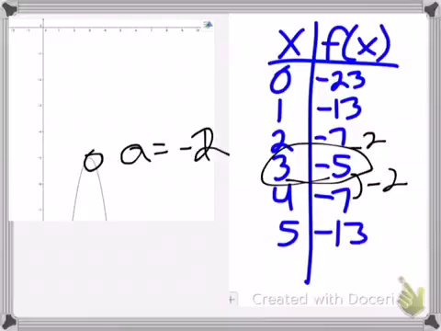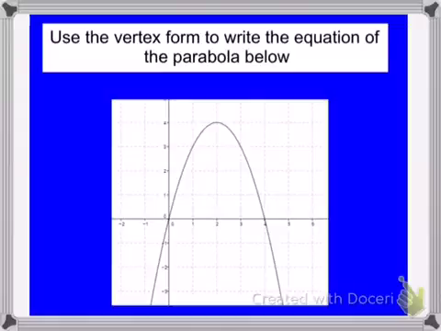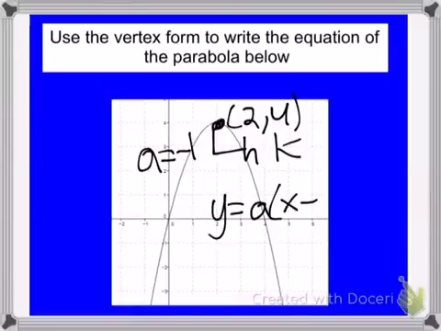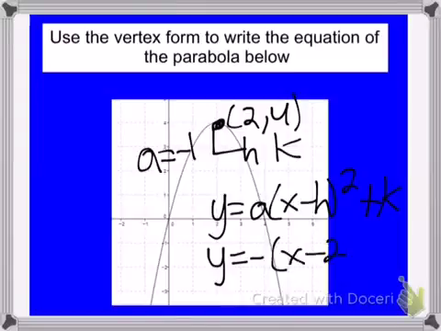Alright, right here, use the vertex to write the equation of the parabola. So right here we have our vertex, which is 2, 4, just h and k. It's going down 1 over 1, so my a value equals negative 1. Our equation is y equals a(x minus h) squared plus k. So y equals negative (x minus 2), because that's h, squared plus 4.